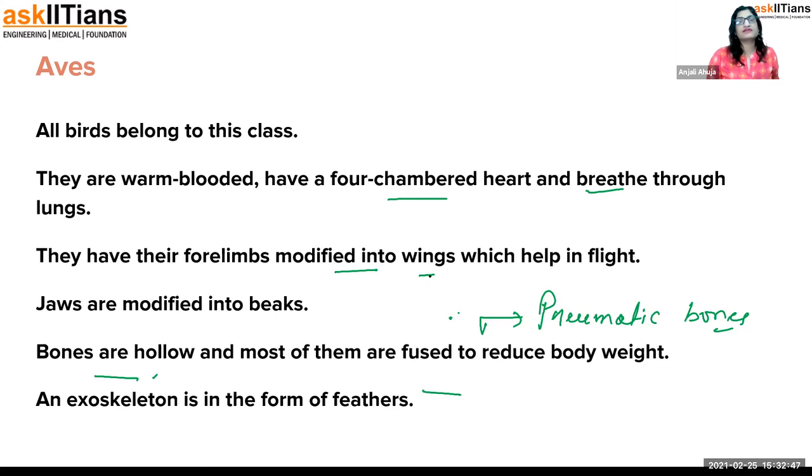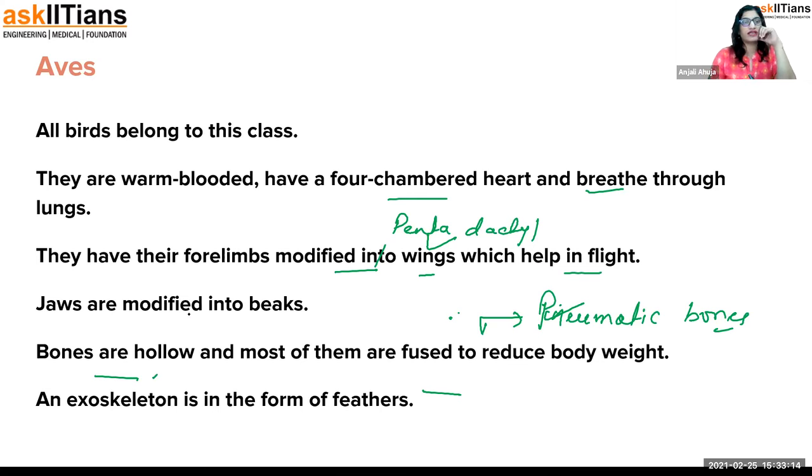Not all the time these limbs are modified. Like in the bird's case, forelimbs are modified into wings, which help in flight, and hind limbs are normally present. And they have pentadactyl limbs. Pentadactyl limbs means five bones, like we have in our hand. There are five bones in their fingers and all.